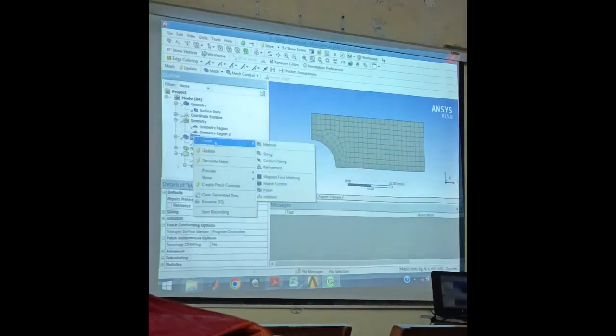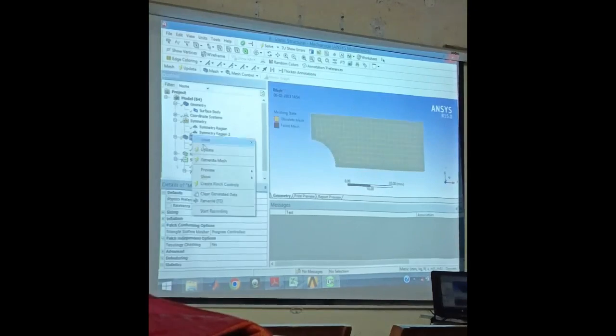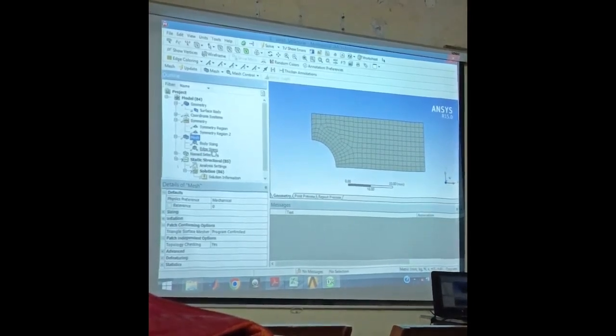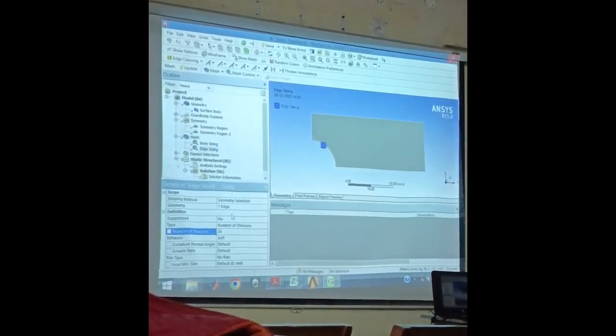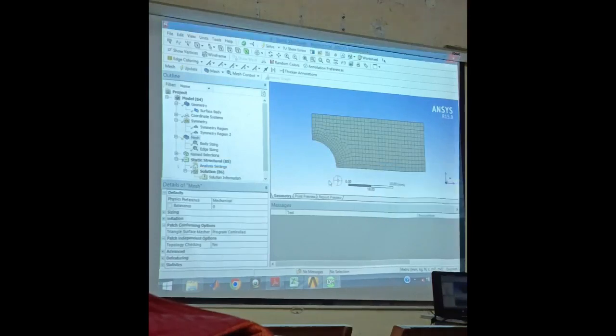Or the other way, I can insert sizing. Maybe here the number of divisions I want, maybe 16. This is a different way we can improve the mesh. Maybe like this. Maybe this 16, maybe 32. No, 24. This size may be 1.5 mm. Let it be. We are assuming this is so.